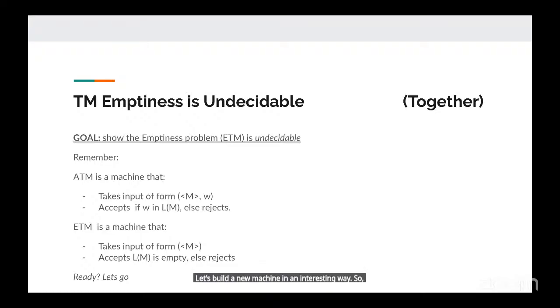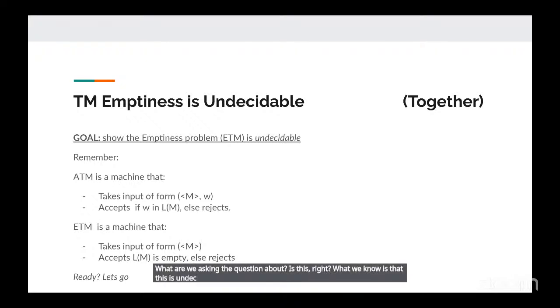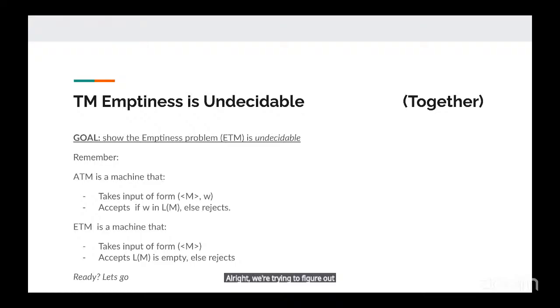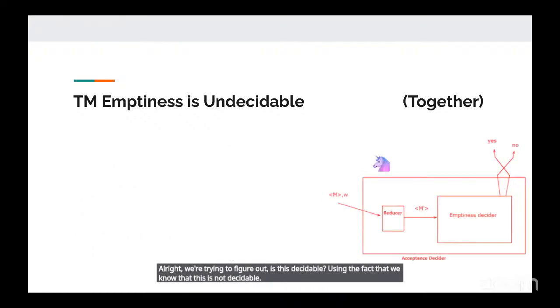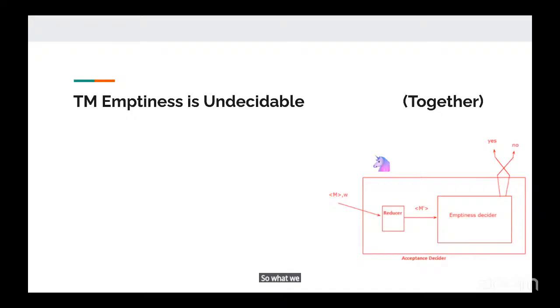So what we are asking the question about is this. What we know is that this is undecidable. We're trying to figure out, is this decidable, using the fact that we know that this is not decidable. So what we do is we build this mythical machine, which uses the emptiness decider to build an acceptance decider. Now, we proceed by proof by contradiction.